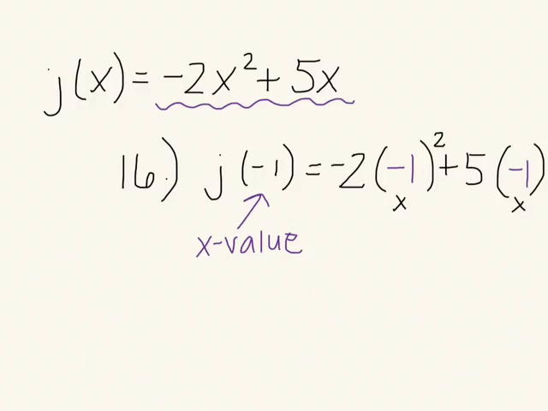Now you need to be careful with your order of operations here. This is going to take us a couple steps, so just be patient. For our first step, we need to square the -1. -1 squared is +1. So this is -2 times +1 plus 5 times -1. So just square that -1 first.